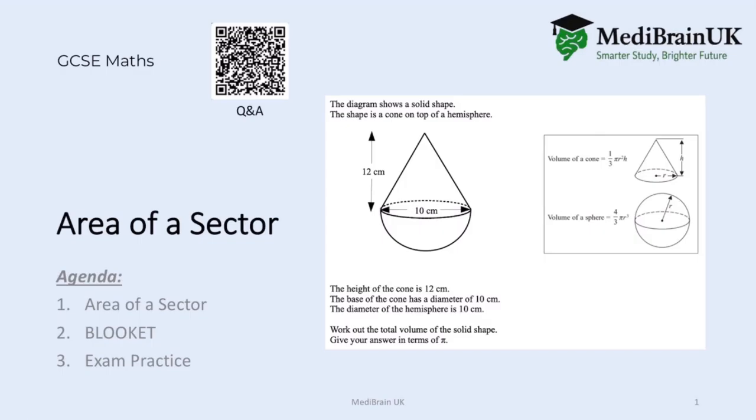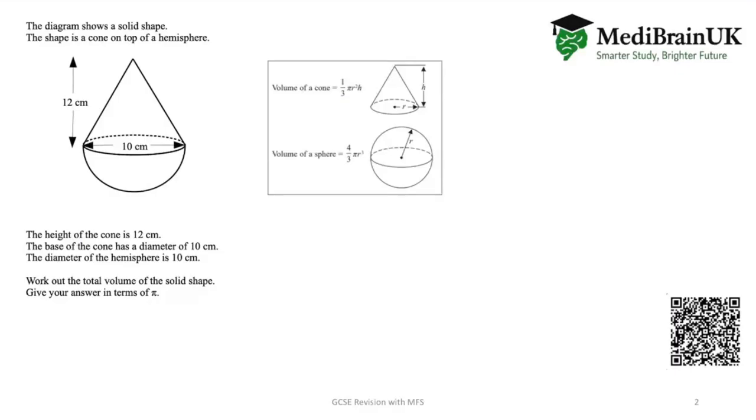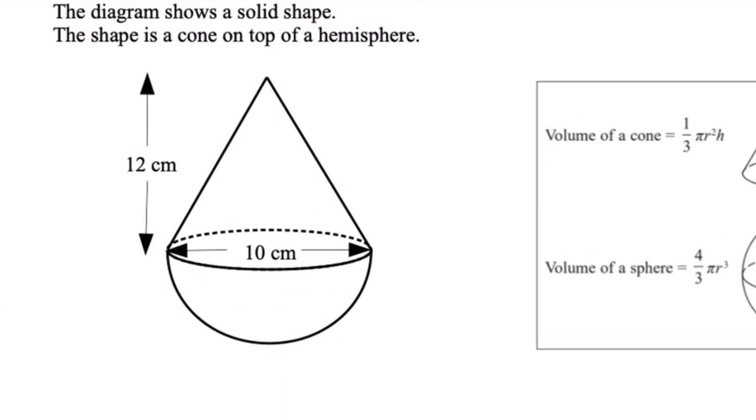So I'm going to start off by going through this starter question on the area of a sector, on what we looked at in our last lesson. So going through this answer step by step. It says the diagram shows a solid shape. The shape is a cone on top of a hemisphere. So remember, a hemisphere is just half a sphere. That's why it's a hemisphere.